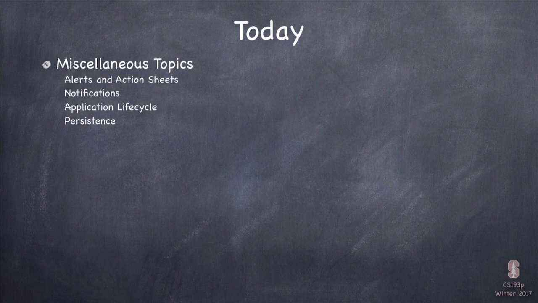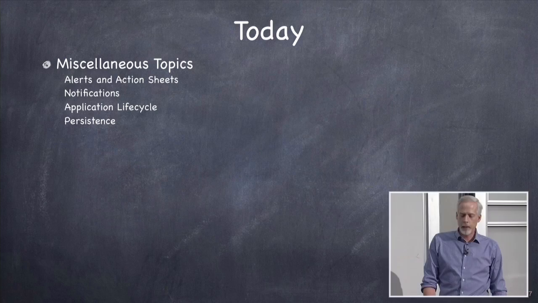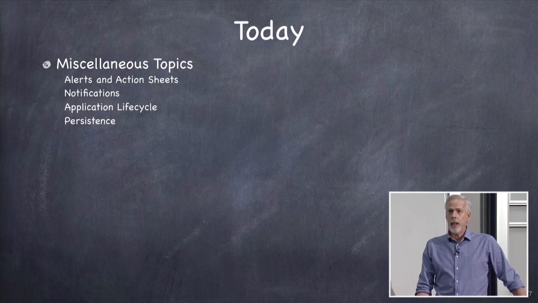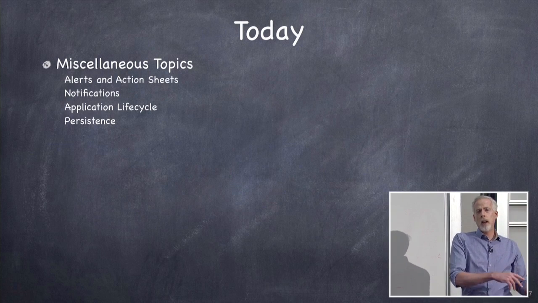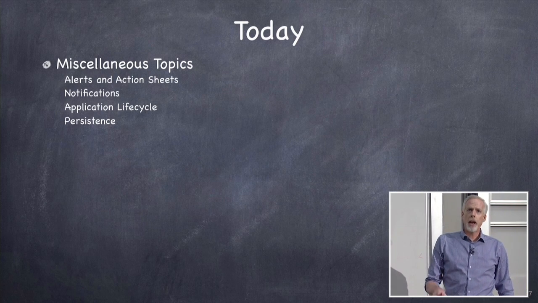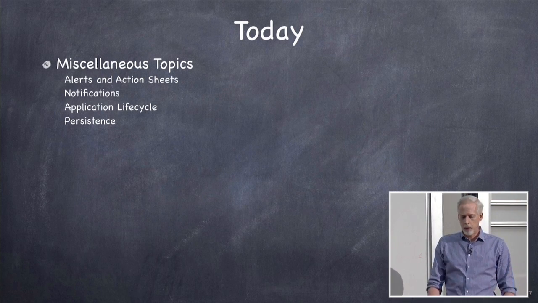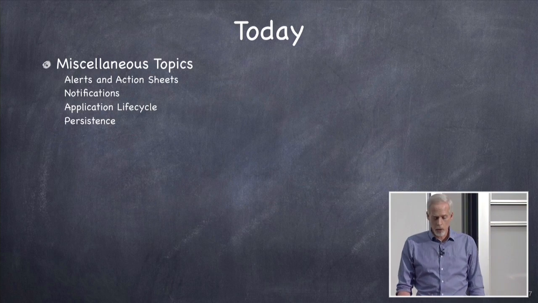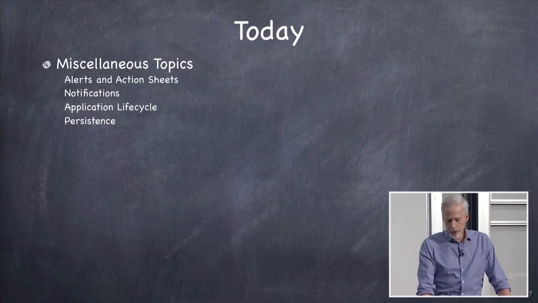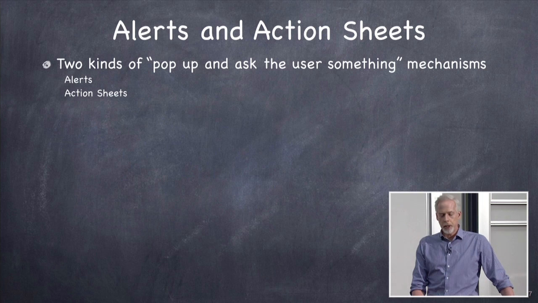We have some miscellaneous topics today, all of which I think might be interesting to you for your final projects. We're going to talk about alerts and alert's cousin, action sheet. We'll talk about notifications. That's the radio station model from our MVC. We'll talk about the application lifecycle. We talked about the lifecycle of a view. Now we're going to talk about the lifecycle of the whole application. And finally, I'm going to talk about persistence. How do we store stuff so that when our app launches, it finds it? And of course, you already know a couple of ways of doing that, so I'm just going to show you a couple others. All right, let's start with this alerts and action sheets business.